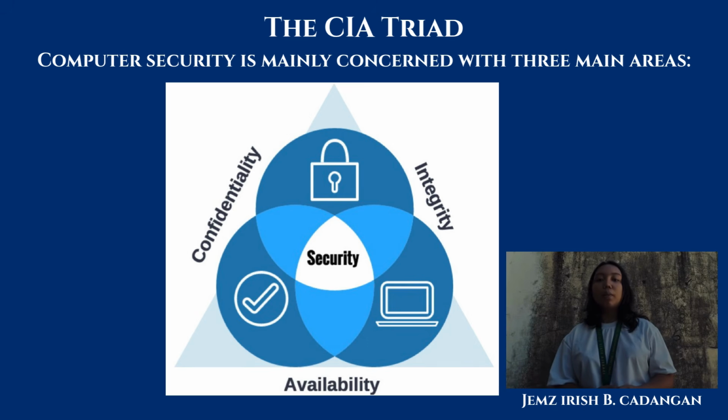Now, let's talk about the CIA triad. Computer security is mainly concerned with three main areas, which are confidentiality, integrity, and availability.